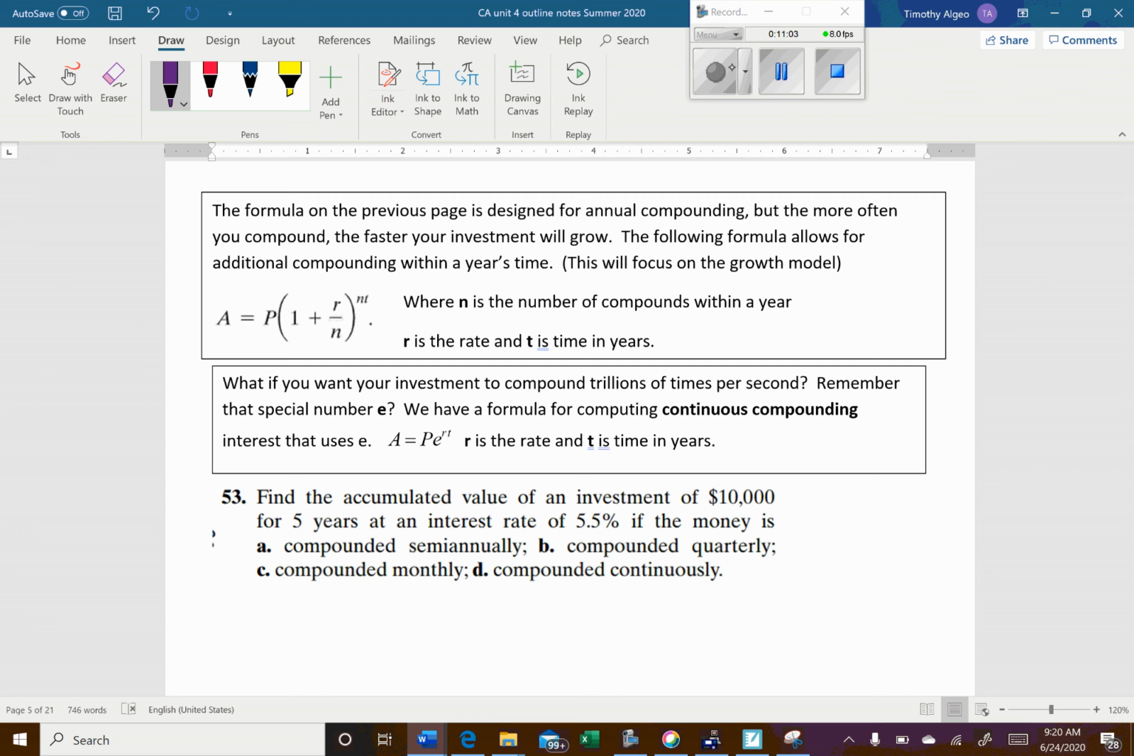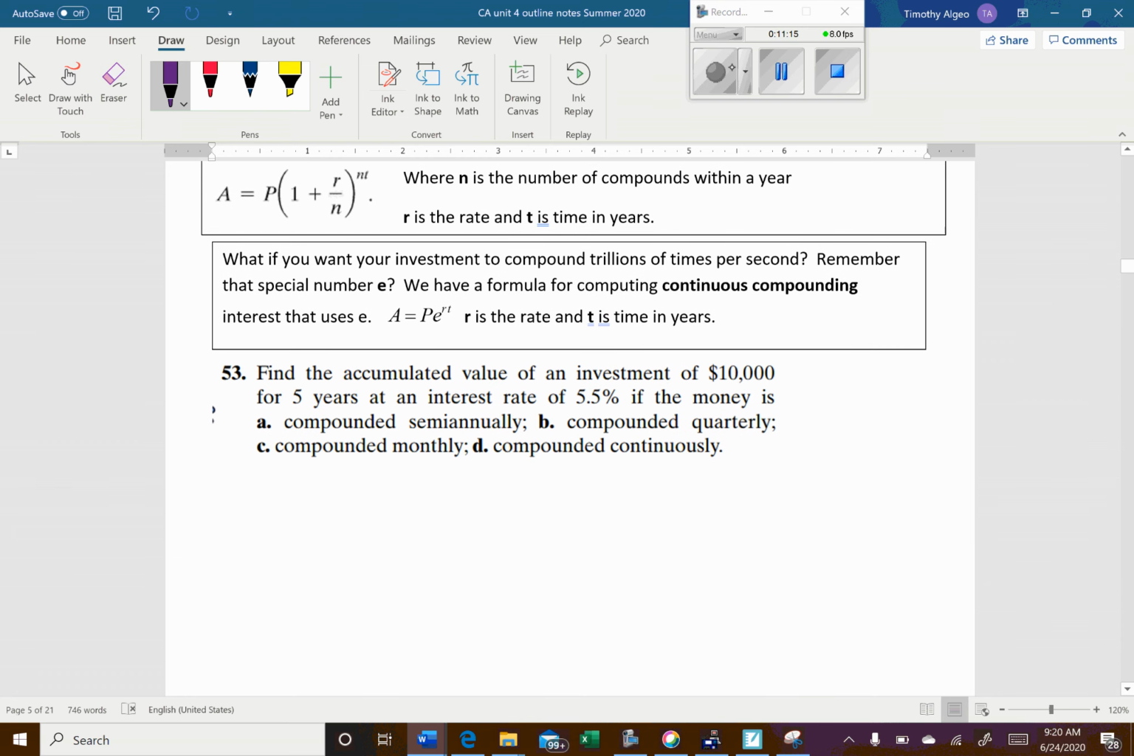Right here. So what we're going to do now is look at this example that's going to have us investing money in different ways. It says find the accumulated value of an investment of $10,000 for 5 years at an interest rate of 5.5%, if the money is compounded semi-annually, compounded quarterly, monthly, or compounded continuously.